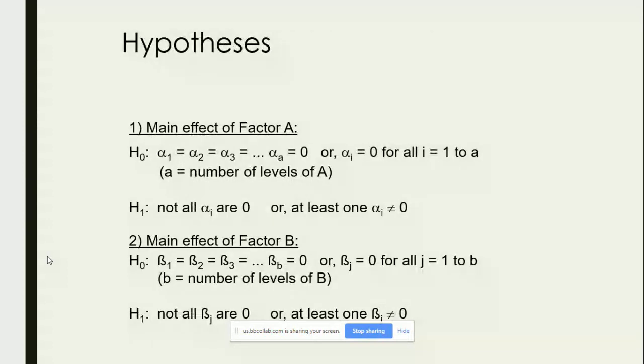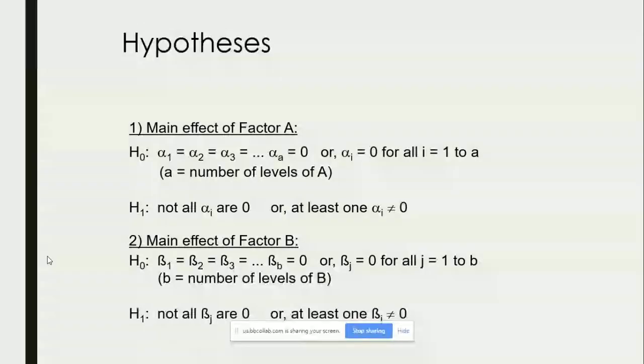So here I took the hypotheses, the main effect of A. The null is saying alpha 1 equals alpha 2 equals alpha 3 equals 0. So we're saying that everything's the same. Then the alternative hypothesis is going to say not so. There's going to be at least one that's going to be significant.